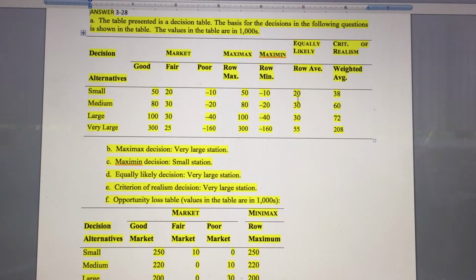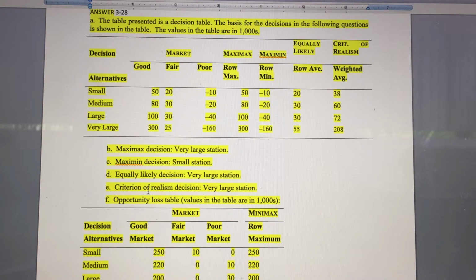Among all these values of 20, 30, 30 and 55, the highest average here is 55. So I go with the very large facility, and the value is 55. Again, the highest of the averages is 55. So I go with the highest average value, 55, which gives me a decision alternative of very large.